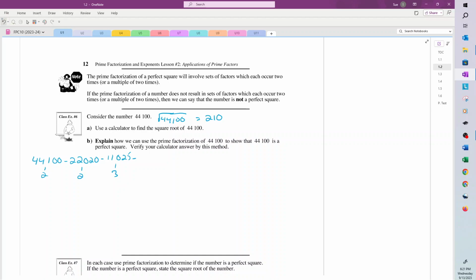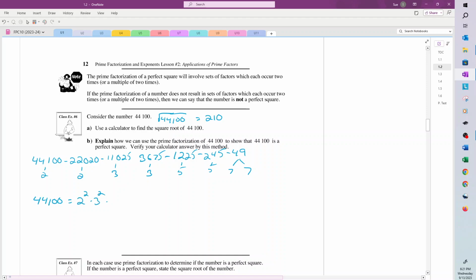Okay, 11,025 divided by 3 is 3,675, and that can be divided by 3 to get 1225. That doesn't divide by 3, but it divides by 5 to get me 245, which divides by 5 to get me 49, which is 7 times 7. So if I were to write this out, the prime factorization of 44,100 equals 2 squared times 3 squared times 5 squared times 7 squared.